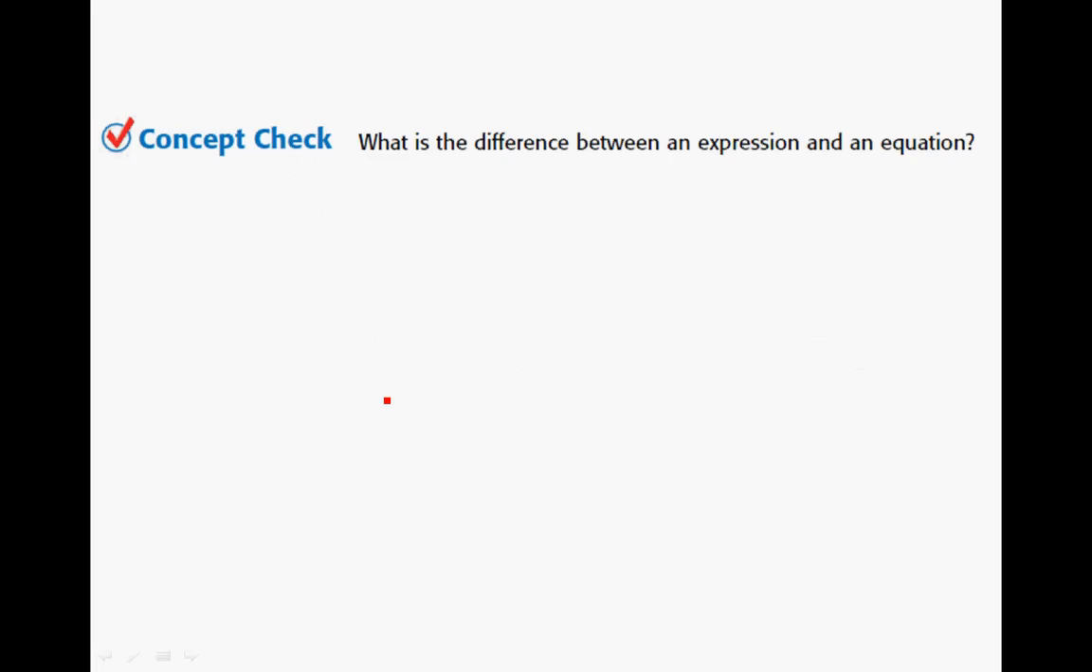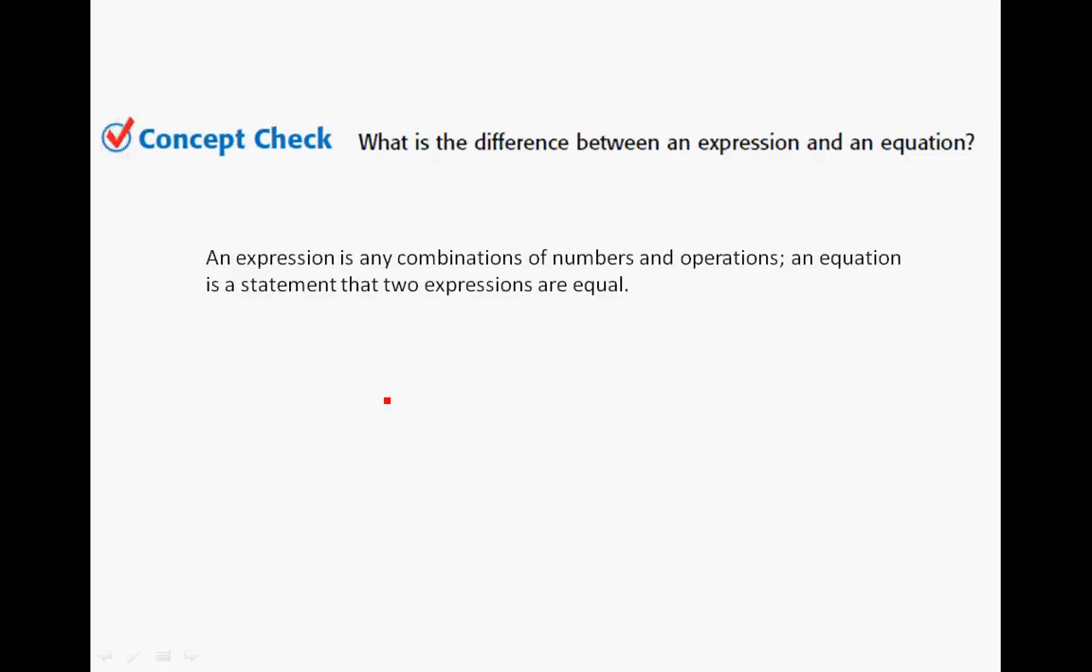Alright, so what is the difference between an expression and an equation? Go ahead and write that down. When you're done, go ahead and continue with the video. Alright, so you should have written down something that resembles this. An expression is any combination of numbers and operations, and an equation is a statement that two expressions are equal. So before you can even have an equation, you have to have at least two expressions.